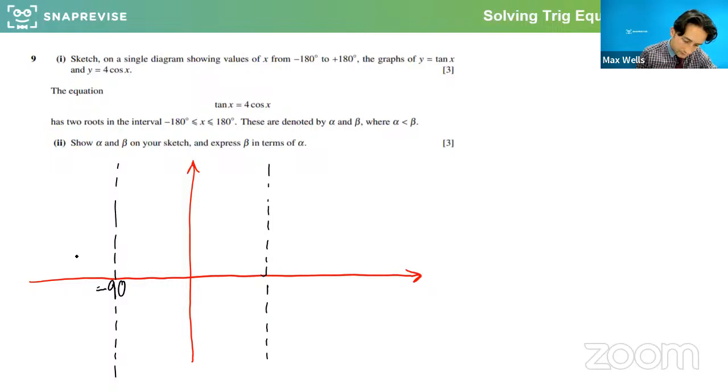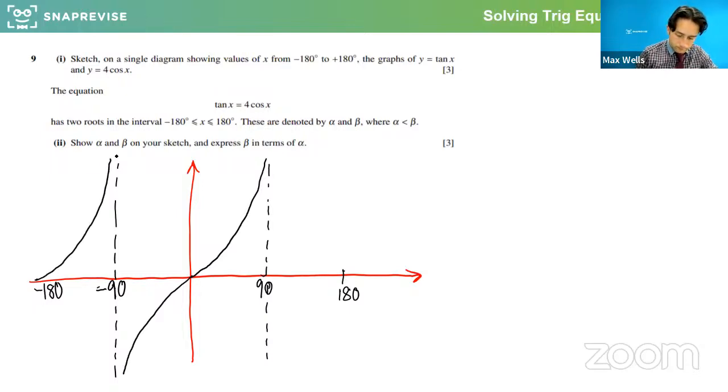So let's say that's -90, -180. Okay, so the tan graph looks like that. Everyone was happy with that so far? That's just the first little sketch. And then the 4 cos x graph. Anyone want to suggest how we're going to sketch that? Like basically what has happened to the cos graph? How am I going to sketch 4 cos of x?